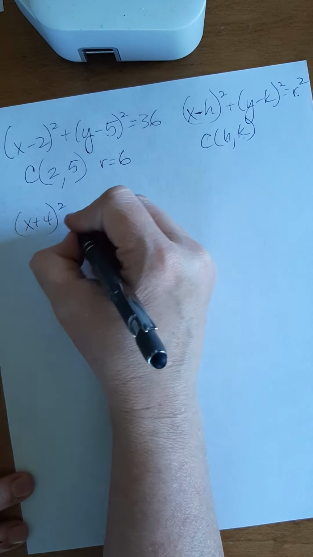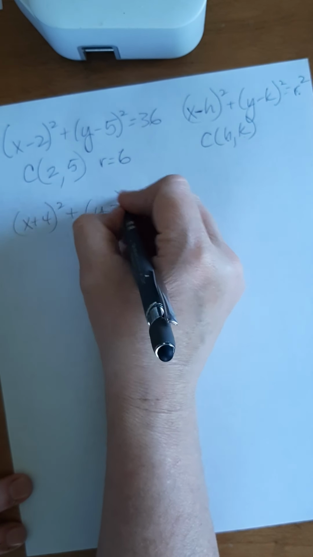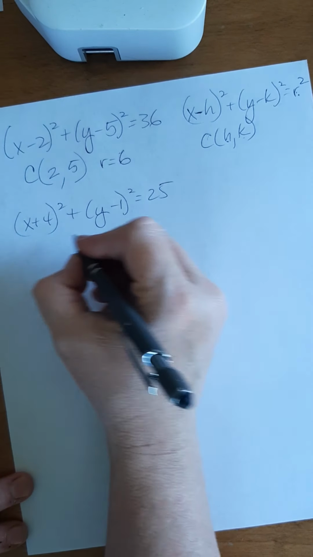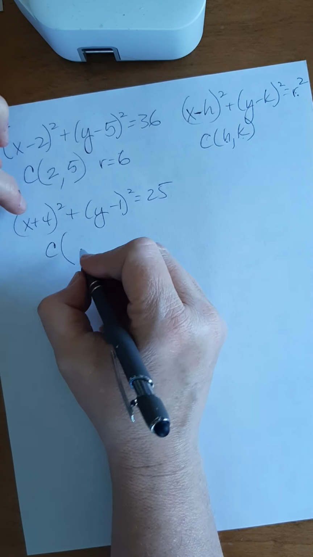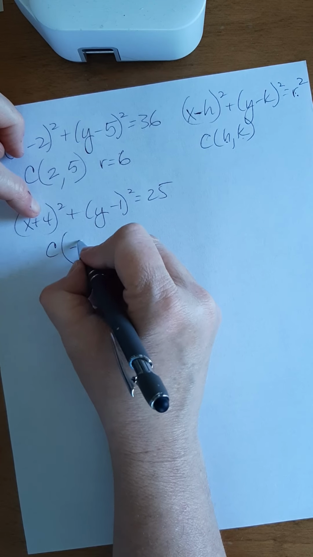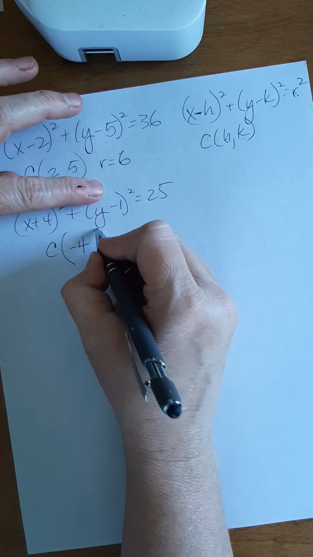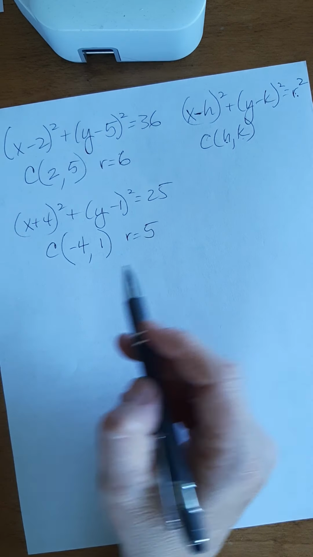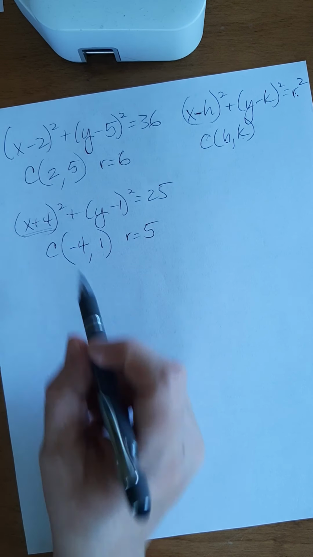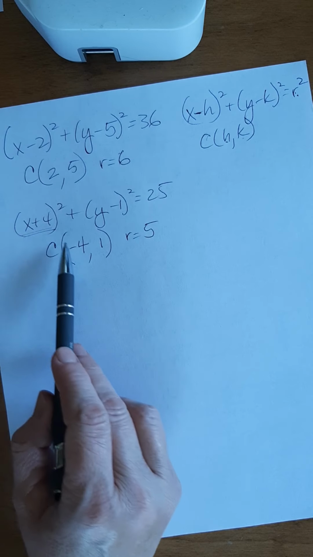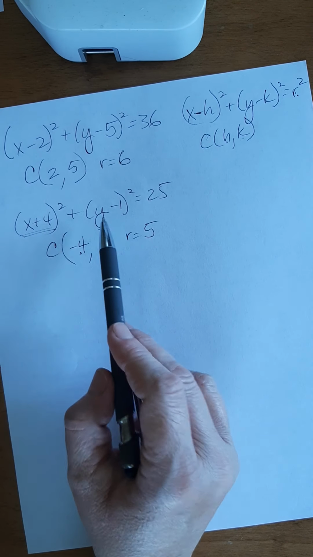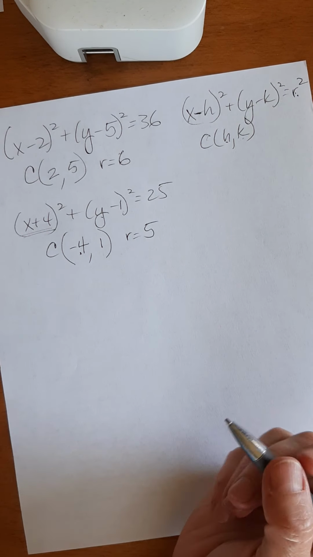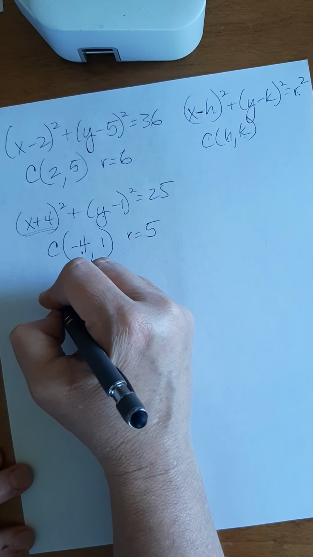Let's say x plus 4, y minus 1. Well, the center is going to be opposite, so negative 4, positive 1. Radius is 5. Another way you can think about it, it's what makes this 0. What plus 4 equals 0? Negative 4. What minus 1 equals 0? Positive 1. I could also give you the center.